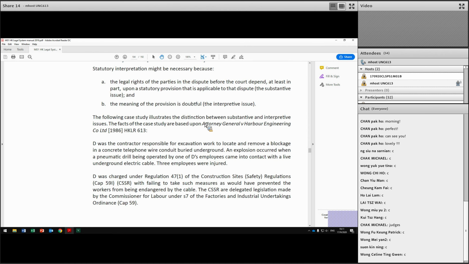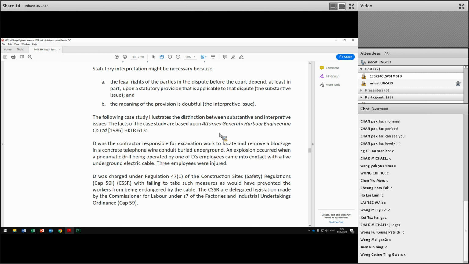The case Attorney General. Attorney General is equivalent to the Secretary for Justice, because we have changed the name. In the past, we had the Legal Department. Now it's the Department of Justice. The head of the Legal Department was called Attorney General, 律政司. But now it's called the Secretary for Justice, 律政司司長. So we have changed the name, English name and also Chinese name, after 1997. So in fact, it means the government. When we use the term Attorney General or DOJ, usually it means the government.